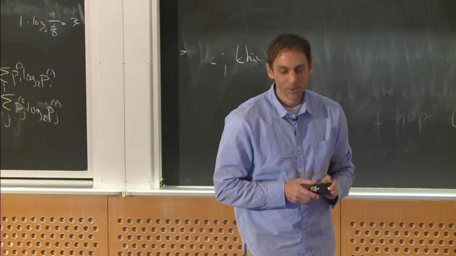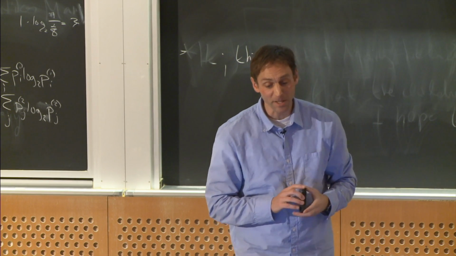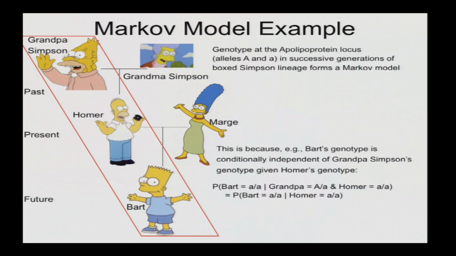All right, so Markov model example. We did this before. We imagined the genotype at a particular locus in successive generations is thought of as a Markov chain. Bart's genotype depends on Homer's, but is conditionally independent of Grandpa Simpson's given Homer's, okay?